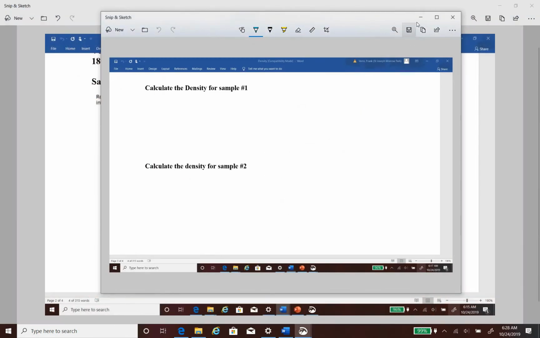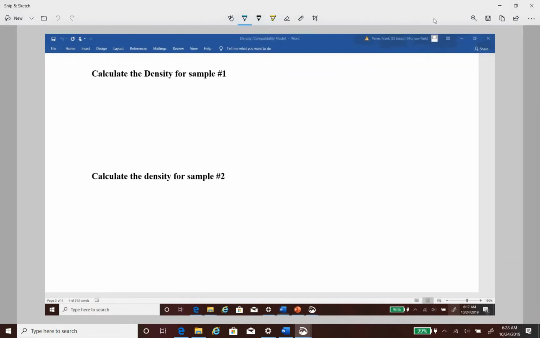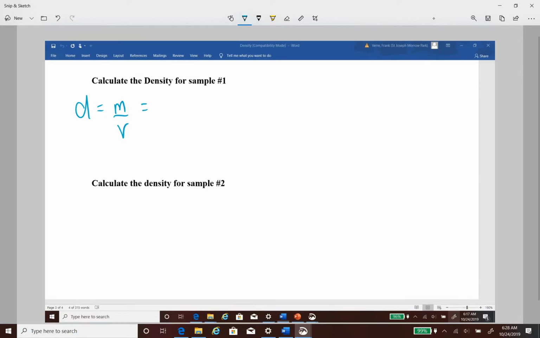Okay, so now we can put these 2 ideas together, and we can figure out how to do the density. The density of the object is defined as D equals M over V. So let's use our 2 examples from sample 1. In sample 1, if you remember, the mass of my object was 77.5 grams, and my volume was about 5 milliliters. So if we do D equals M over V, mass over volume, we get a density of 15.5 grams per milliliter.